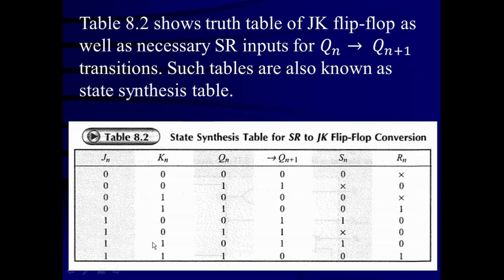Now J is equal to 1, K is equal to 1. These two conditions, rows 7 and 8, are for the toggle mode conditions. The flip-flop is going to toggle. That means Qn plus 1 is equal to Qn bar. So on the next clock pulse, the output is going to be complemented from 0 to 1 and from 1 to 0. This way, these 4 columns of the state synthesis table can be prepared.